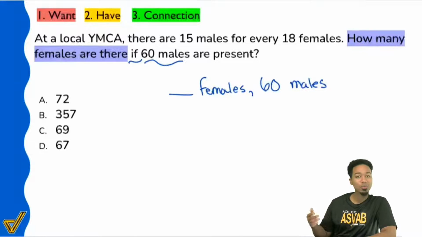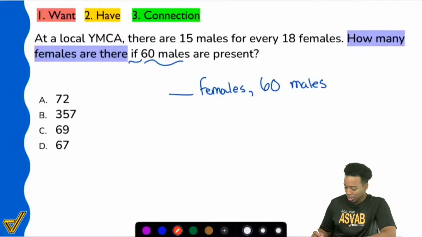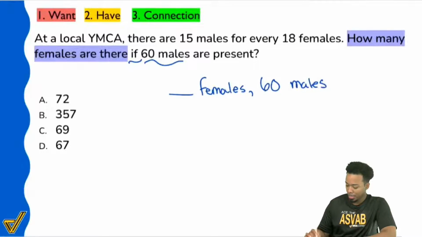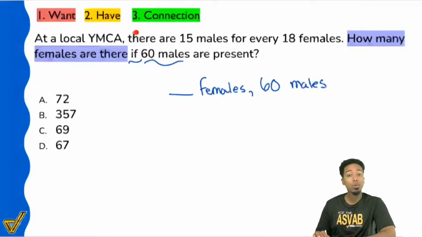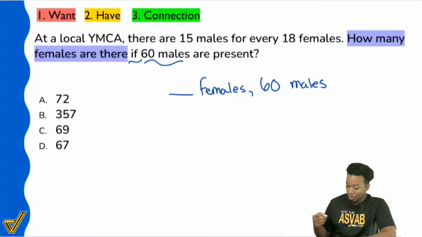So let's go ahead. We want, again, the number of females, and we have 60 males. And just like in the previous question, if we take a look at the information that we're given, it says, right over here, at a local YMCA, there are 15 males for every 18 females. So with that, I'll write that down in that order.